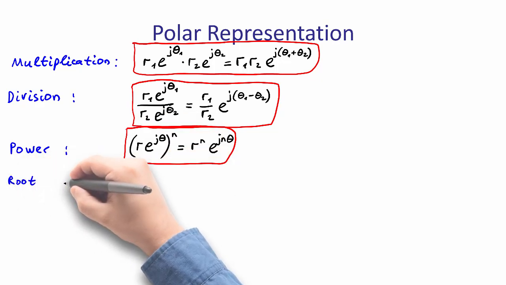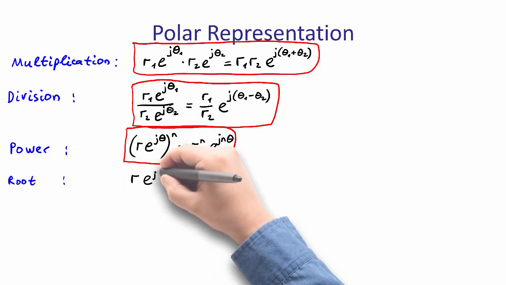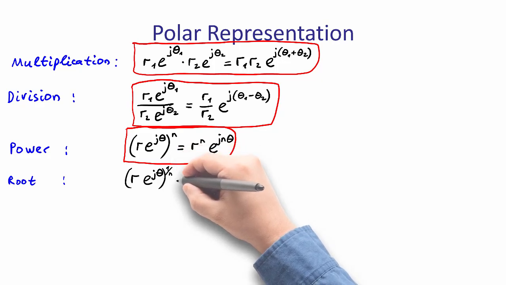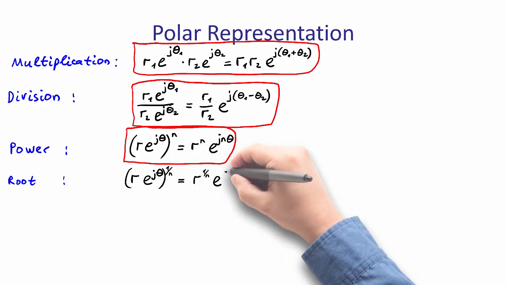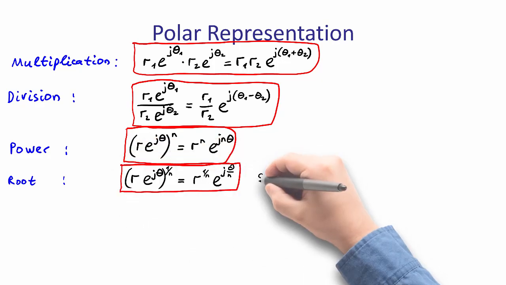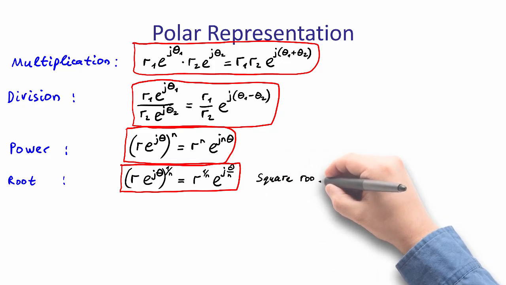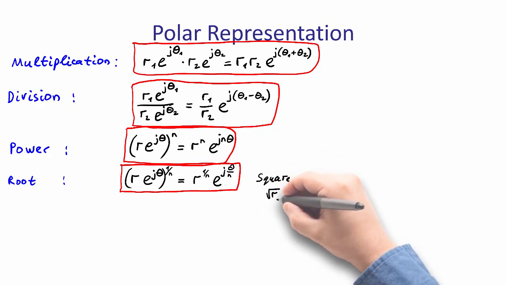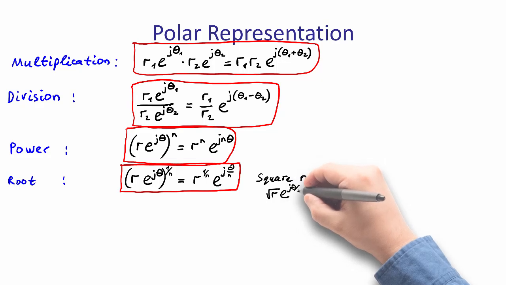Root is the opposite one, so it's power of 1 over n, which means that will be r to the power of 1 over n, which is nth root of r, multiplied by e to the power of j theta over n. Specifically for square root, you have square root of r multiplied by e to the j theta over 2.